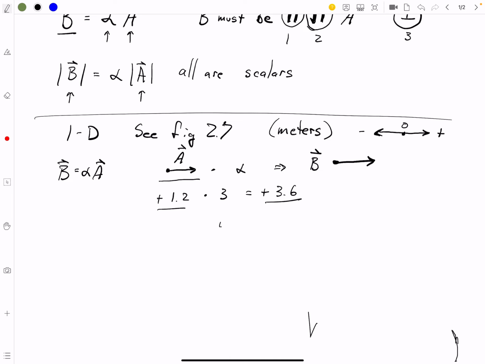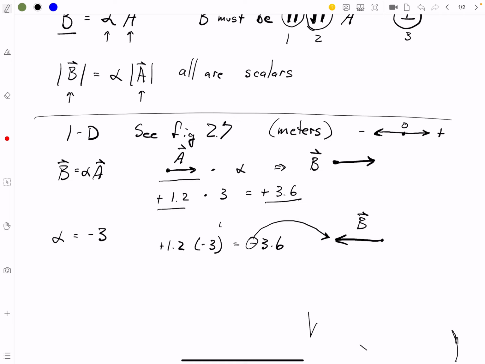Now we could make alpha equal to minus 3. Then we have 1.2 in the positive direction. We're going to multiply by minus 3, and that's going to give us a negative 3.6, right? So our B now is going in this direction. So this purely signifies the direction of B. The magnitude of B stays the same.